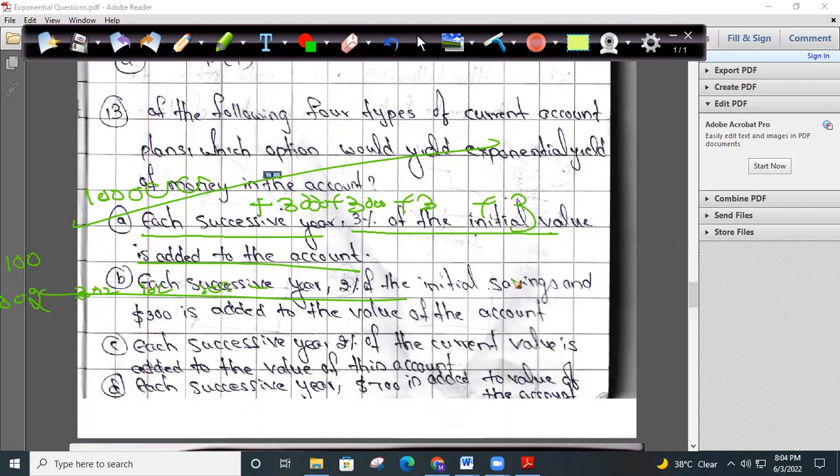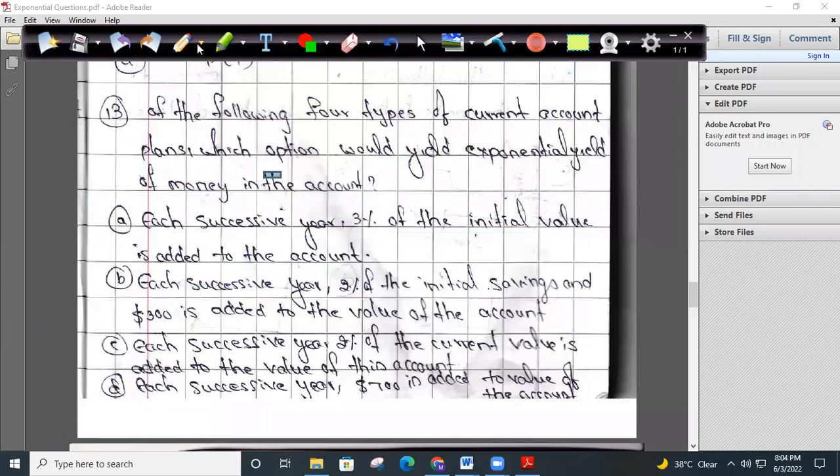Now come to option C. Each successive year, 2% of the current value is added. Very good. See how this is going to turn out. Now it is 100. What is 2% of 100? 102, which means I'm multiplying with 1.02. Again, add 2% of this, you get 104.04. Again, I need to multiply with 1.02.